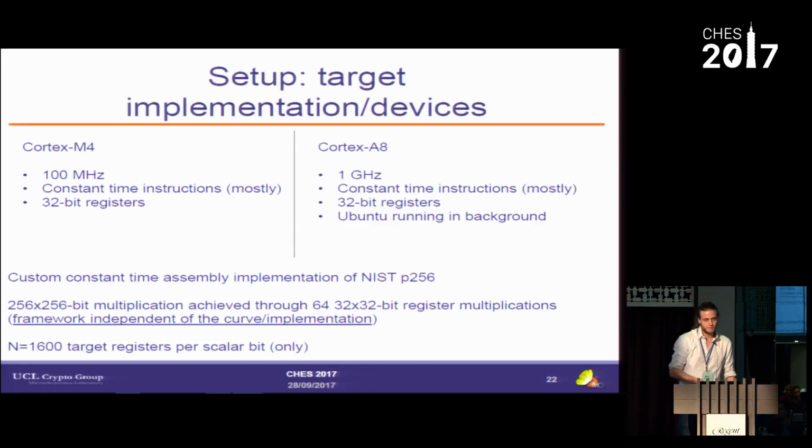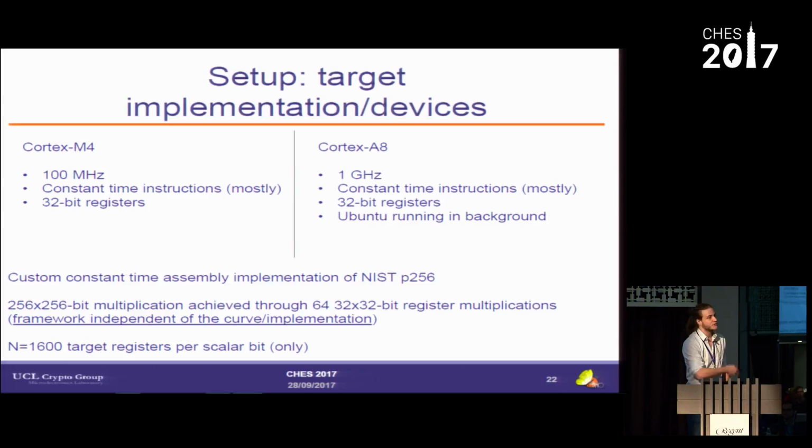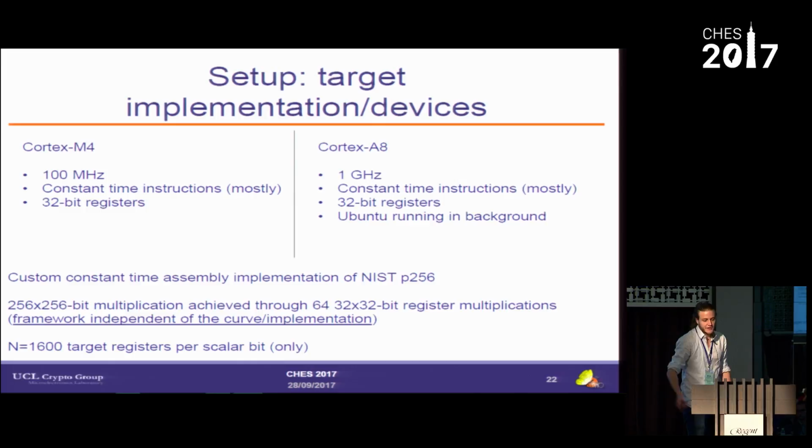In total, per scalar bit, we have 1,600 registers that we target. So we only select them. We could have used way, way more information, but this was sufficient for experiments. I want to stress the fact that even for an optimized implementation, for example, P25519 with Karatsuba, you will have at least this amount of target registers.